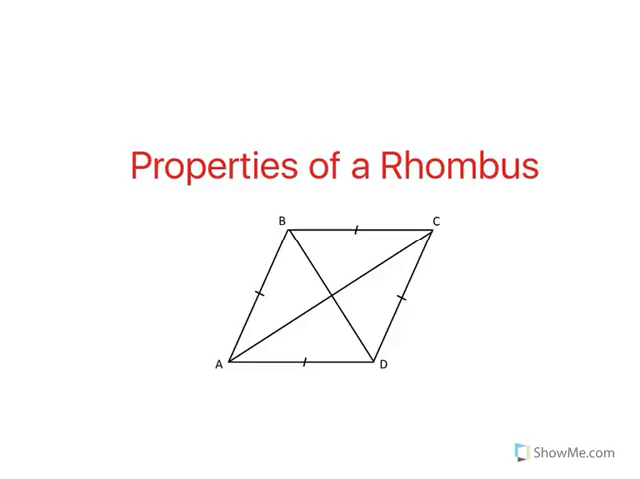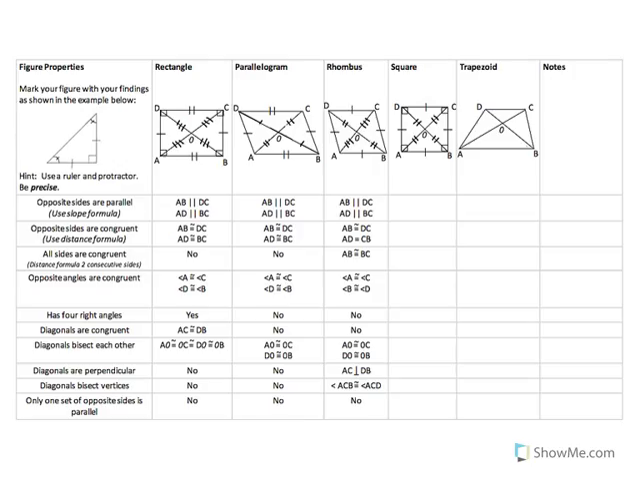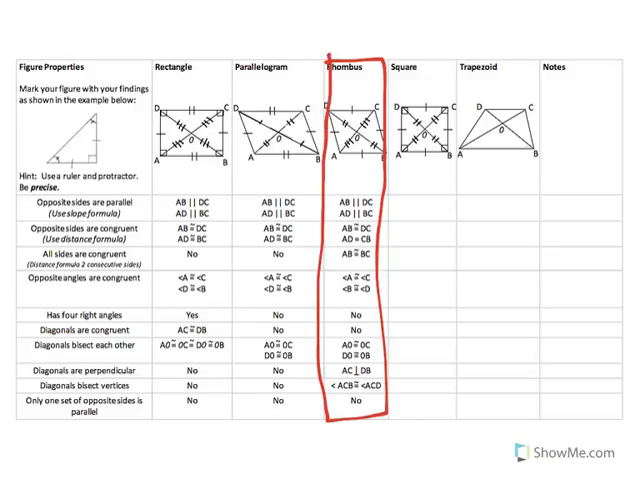Today we discovered the properties of a rhombus. So in your properties chart, we have the rhombus right here. I think in your chart the square is here and the rhombus is to the right of it, but I reorganized the table so that they're in the order that we do them. So that's just why mine is different from yours.